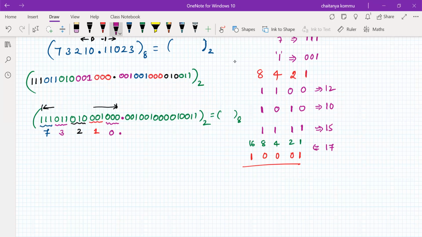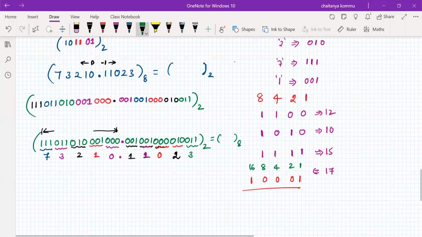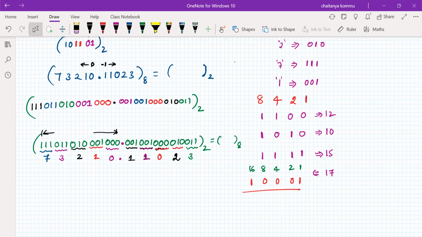After the point, we have to start from MSB to LSB, something like this. For every 3 digits, I'm going to use one octal digit. For these 3 digits, I'll use a different color. For these 3, what is this one? 2. So that's it. This is how we have to represent it.